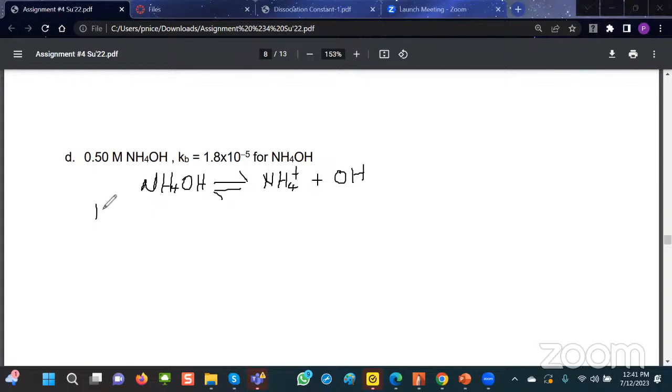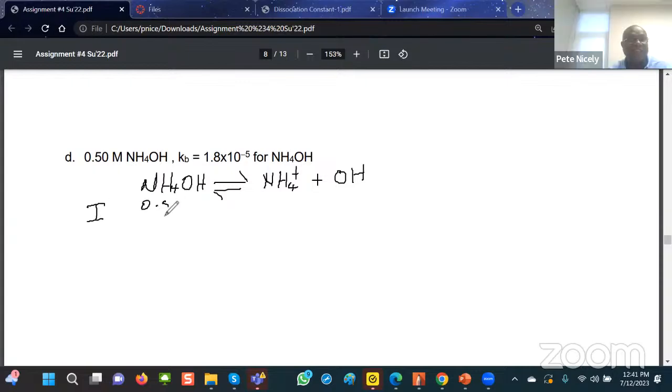Okay, very good. So initially would be 0.50. Here you're going to have 0 and 0. The change here would be minus x, plus x, plus x. And then at equilibrium, you're going to have 0.50 minus x. Here you're going to have x. Here you're going to have x. So what's the next step?